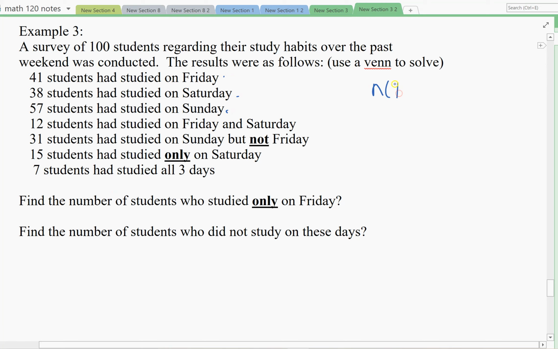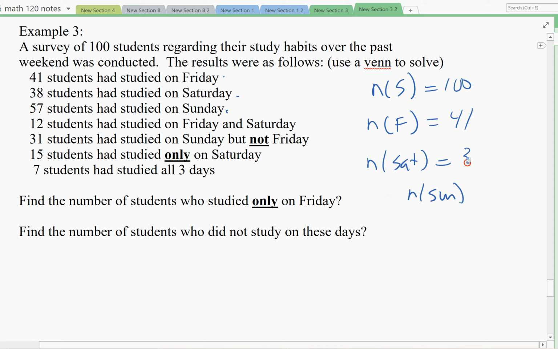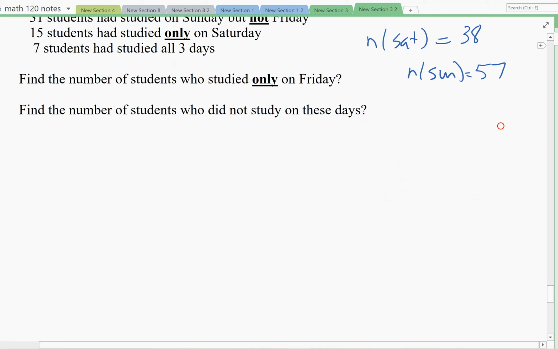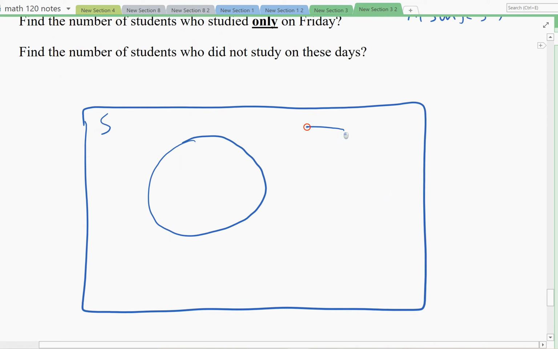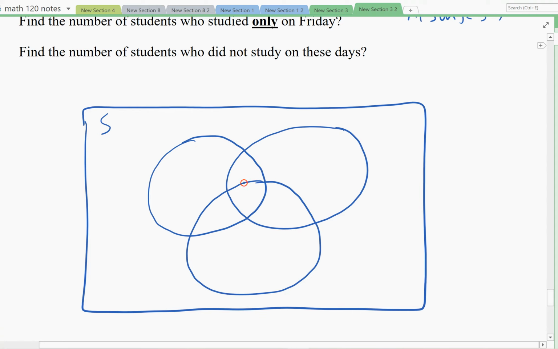So number in my survey was 100. Right, number who studied on Friday, I'm going to let be capital F, which was 41. I'm just going to say Sat for Saturday, and Sun for Sunday. Alright, so Saturday was 38, Sunday was 57. And then everything else in between. Right, so my circles are studying on Friday, studying on Saturday, studying on Sunday. Alright, so my survey. I've got a circle for those who studied on Friday, circle Saturday, and a circle Sunday. Alright, so Friday, Saturday, Sunday.